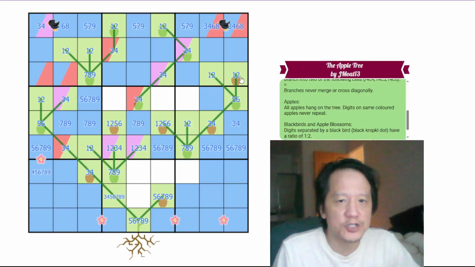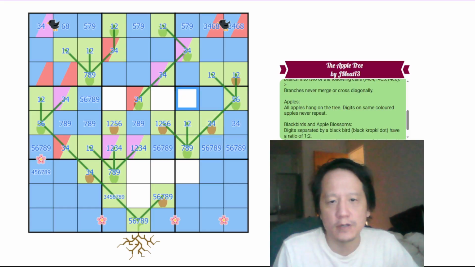So this must match the red 1, 2, the 1, 2 that's in the apple. That means where is this 1, 2? Can't be here. Can't be any of these. Can't be here anymore. So it must be here. So this is the other 1, 2 here.